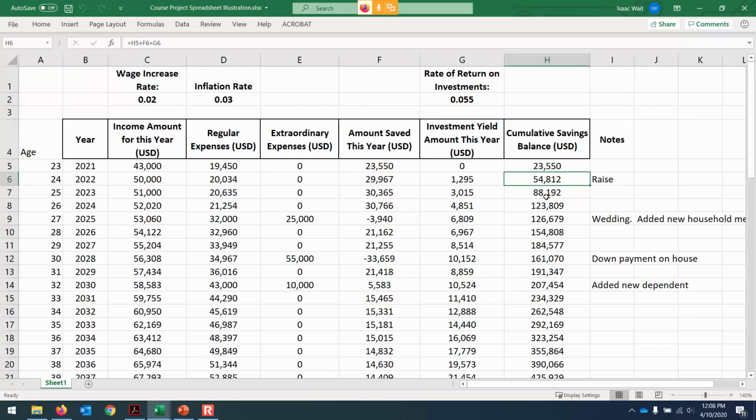And so if you look at this cumulative savings balance going up every year, you earn interest on the total amount that you've got saved. You don't earn interest only on how much you saved this year. You earn the interest amount on how much you had in the bank last year. So the investment yield is 5.5% of last year's balance, and then this year's balance is last year's balance plus how much you saved new plus the investment yield.